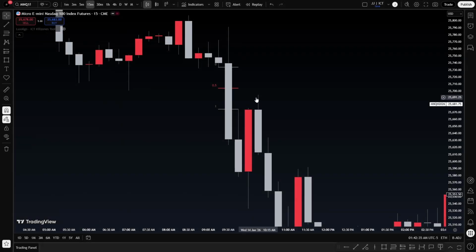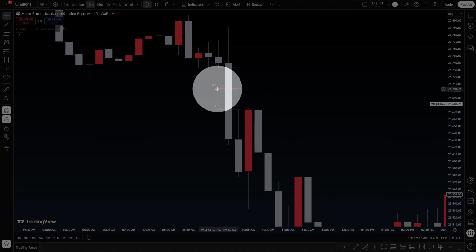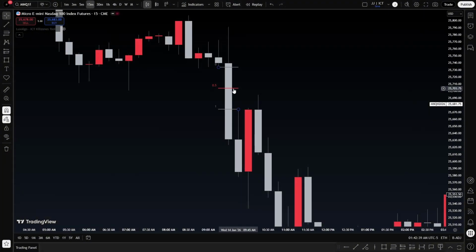But look what it did exactly. We did not hit the equilibrium. Since we did not do that, that is telling us that price is really, really aggressive today. It really does not want to rebalance. It's ready to go. It's ready to move. That's what you want to see.